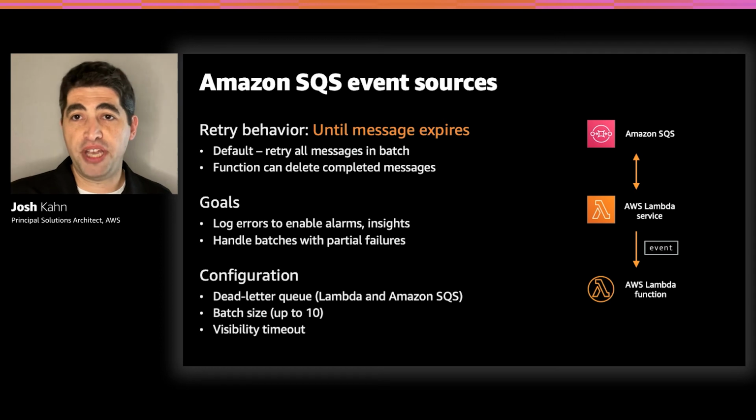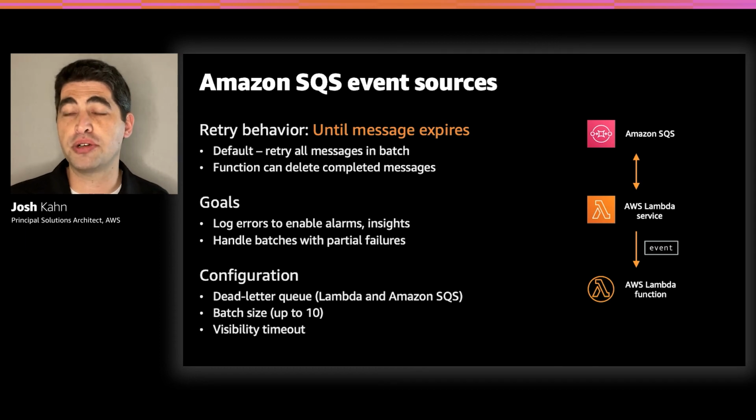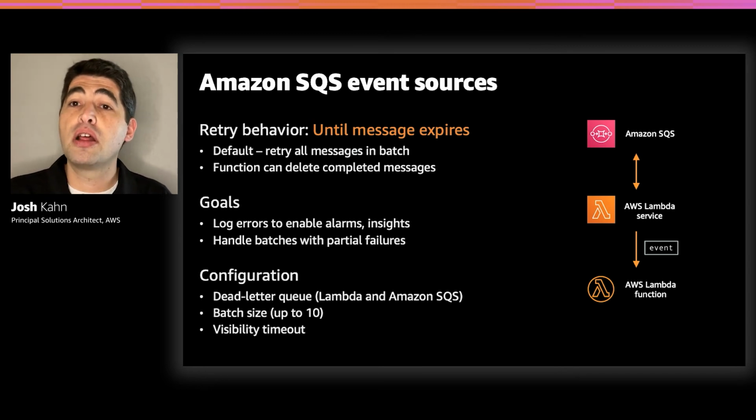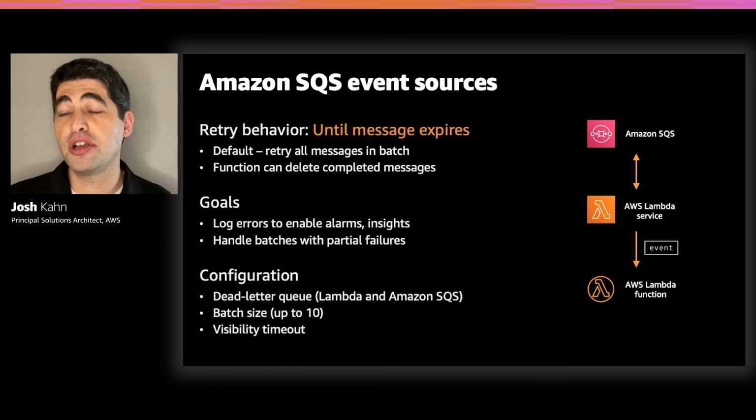Our second pull-based invocation type is for SQS. Now again, we've broken SQS out from streaming event sources because the approach to handling errors and the configuration options available are different. Like the streaming event source, SQS delivers messages in batches to your Lambda functions, and those messages are going to be retried automatically by the Lambda service for as long as the message is on the queue.